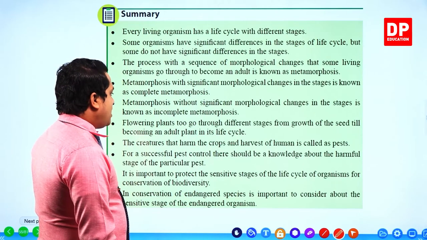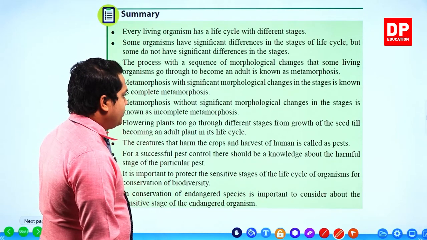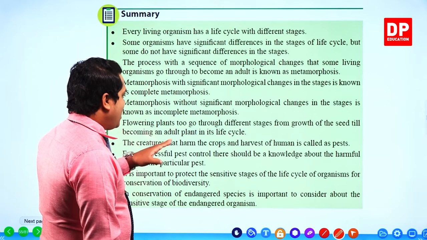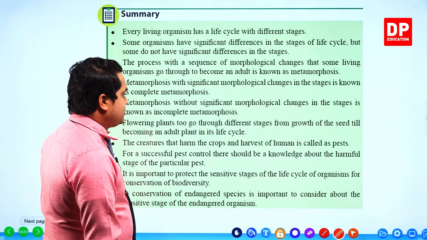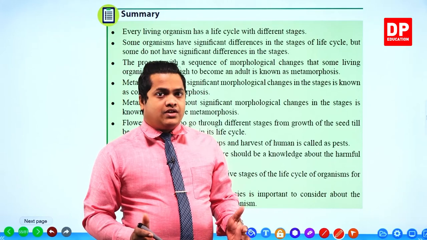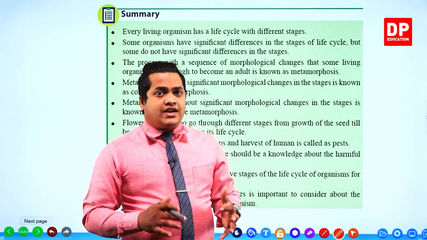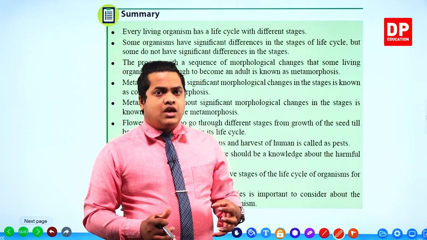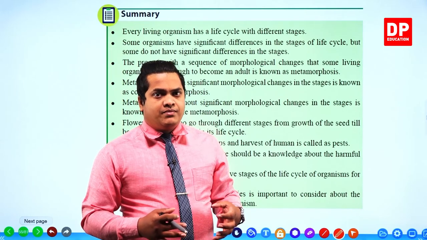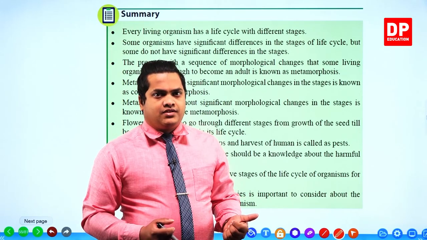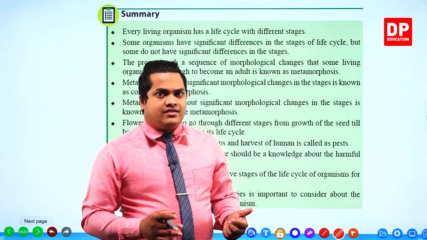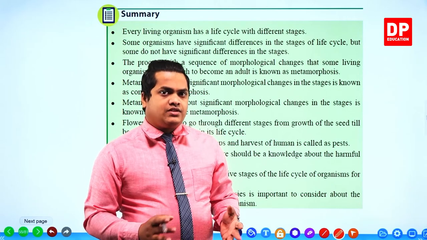Then, the creatures that harm the crops and the harvest of humans are called pests. So, my dear children, the creatures that harm the crops and the harvest of humans are called pests. There are plants as well. So, these things that harm plantations or the agricultural purposes of human beings are called pests, right? We studied about several pests, coconut red weevil, fruit fly, and so on. Okay.